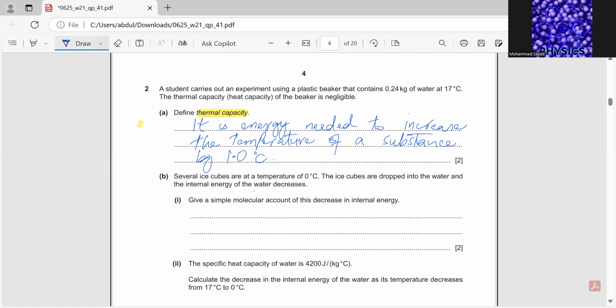So it is the energy needed to increase the temperature of a substance by 1 degree Celsius. Several ice cubes are at a temperature of 0 degrees Celsius. They are dropped into the water and the internal energy of the water decreases. Give a molecular account of this decrease in internal energy.